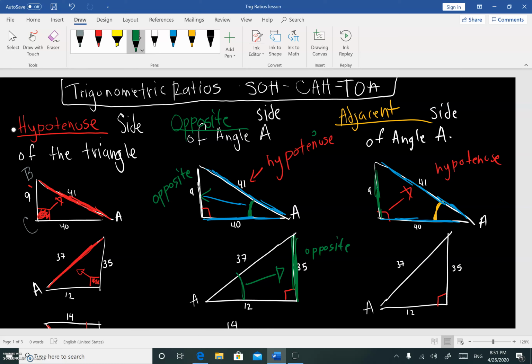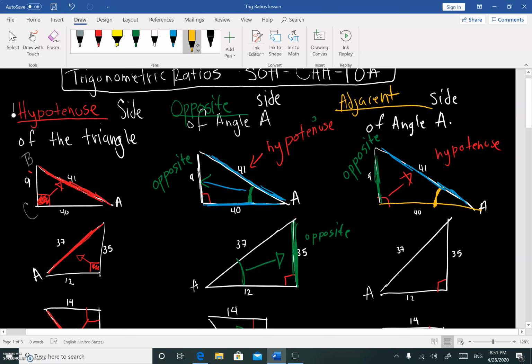So that cannot be the adjacent either. So the only side length that we have left is 40. So 40 is actually my adjacent, or in other words, it is also known as the side length next to the angle. So next to the angle A, or one of the side lengths that make up angle A, is going to be 40, and that's the adjacent because the other one is the hypotenuse.